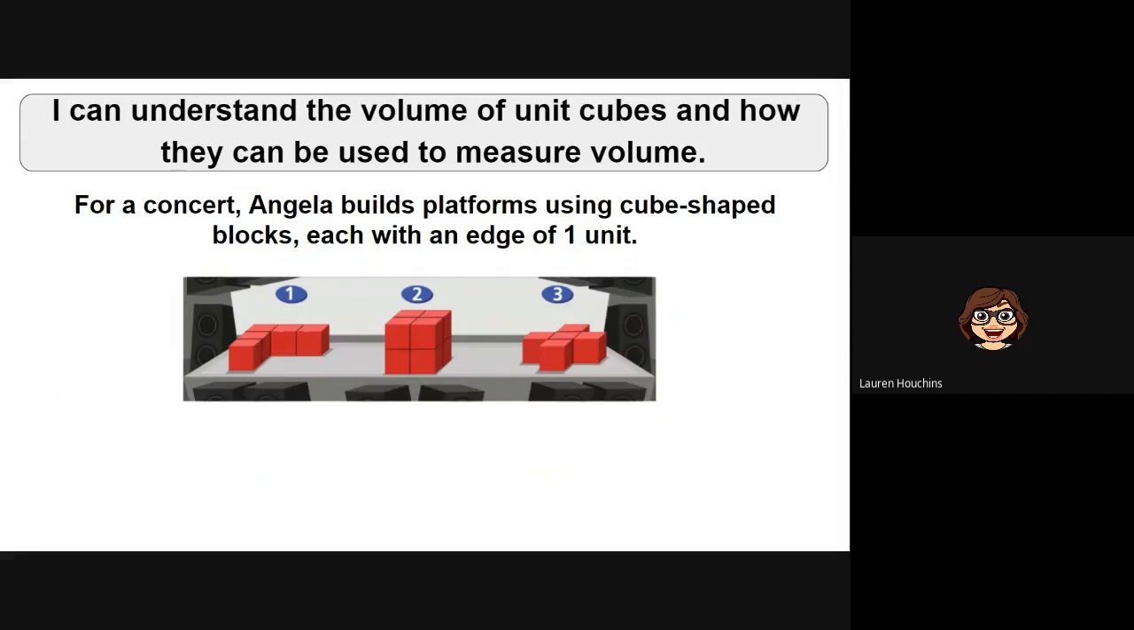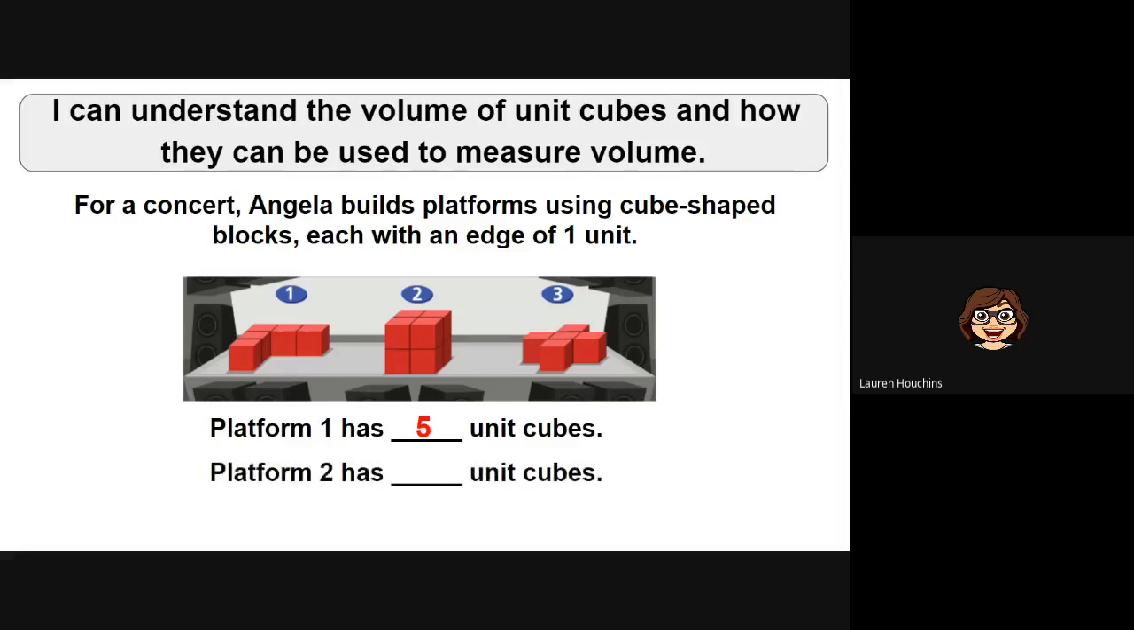All right. So for a concert, Angela is building platforms using cube-shaped blocks with an edge of 1 unit. So that just means that each one of these blocks is 1 unit. Looking at platform number 1 on the left, it has 5 cubes. I just counted the cubes. I can see all 5. Platform number 2 has 8 units. So I see 4 on the front. I know there are 4 more directly on the back. Platform number 3 has 5 units. I see all of them. I counted all of them.